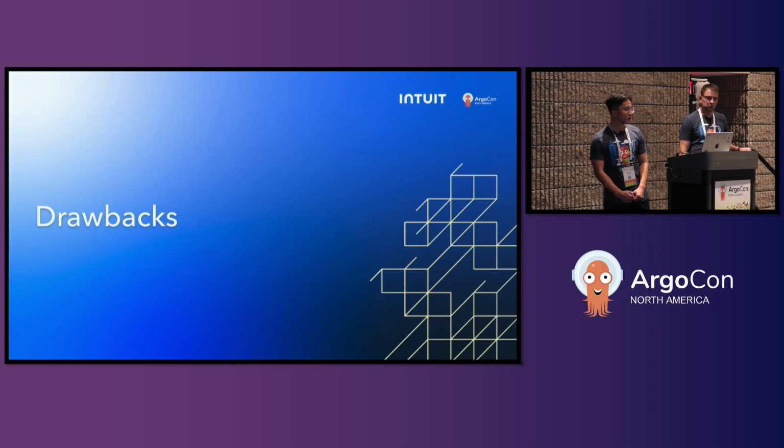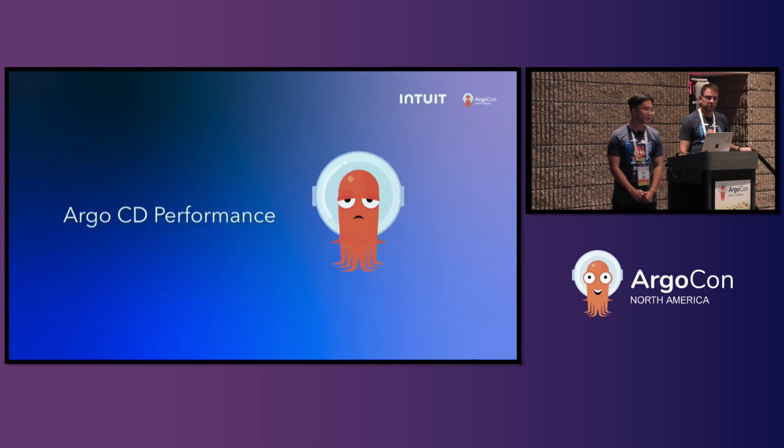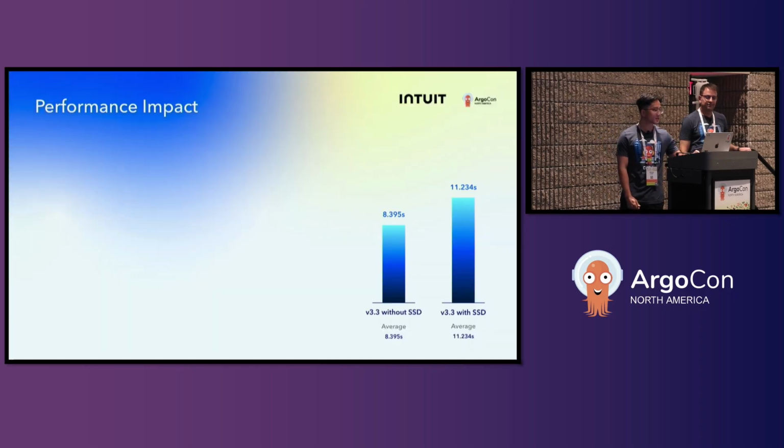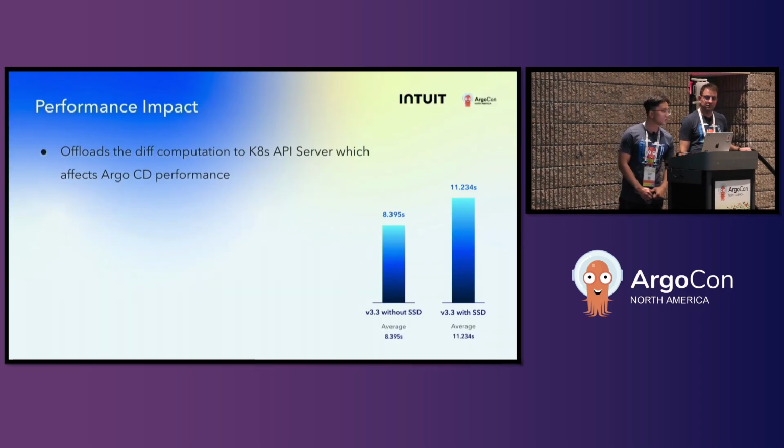So the feature is not perfect. I want to go over some drawbacks of server-side diff. The first one here is Argo CD's performance. With server-side diff, we actually offload that diff computation to Kube API, and that will in turn affect Argo CD's performance. We ran a benchmark test with the Argo CD app diff CLI command, and you can see here in the graph, there's about a 3-second or 30% increase in seconds with server-side diff.